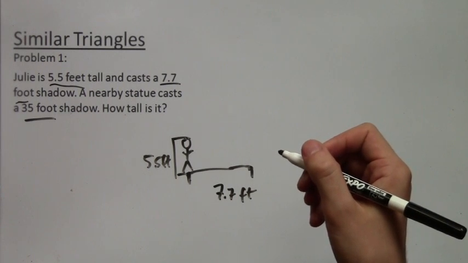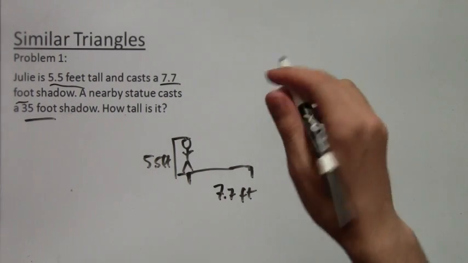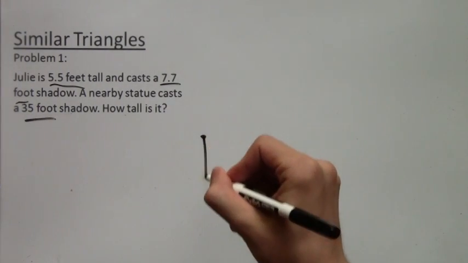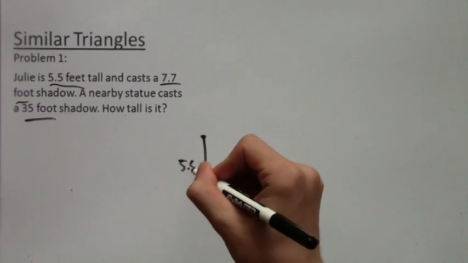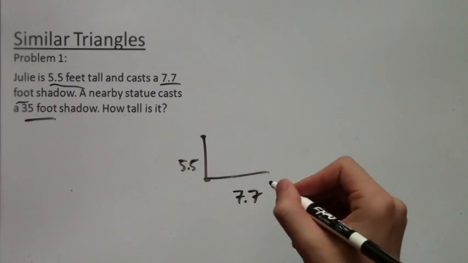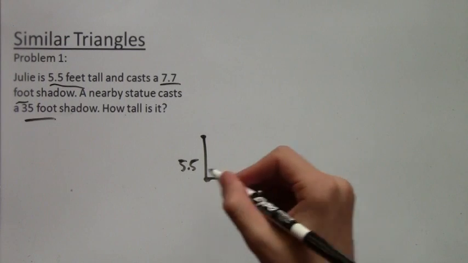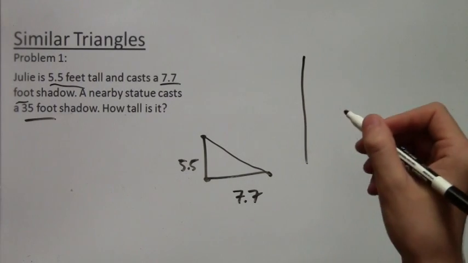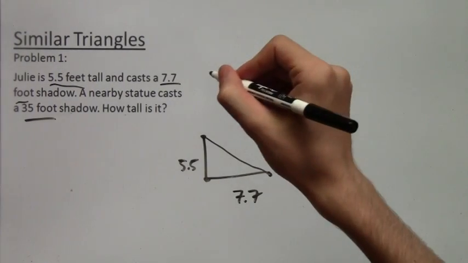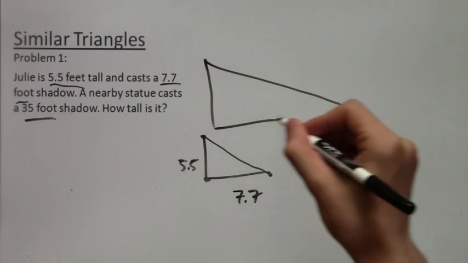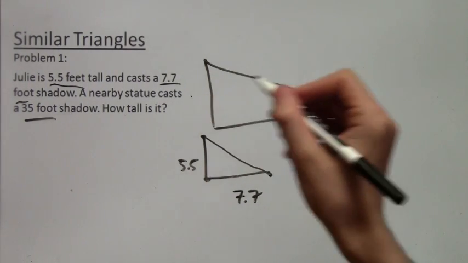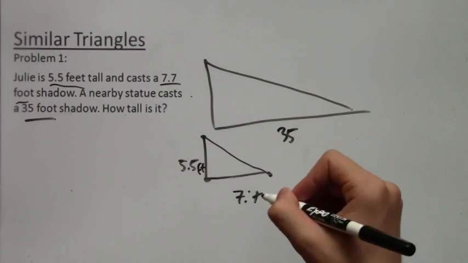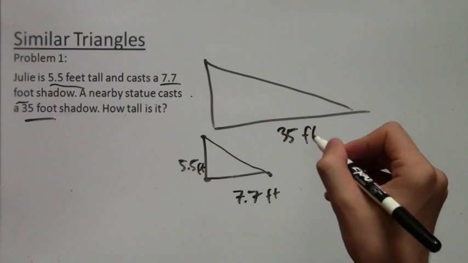For purposes of doing this math problem, we're going to want to slightly simplify the drawing. We're going to replace Julie with just a straight line, and then the shadow starts straight at her feet and goes out in a straight line. So here we have the 5.5 and 7.7. For now, we're just going to ignore the units of feet, and we'll add those on later. So here's the statue. It's not necessarily drawn to scale, but that's the statue, and the shadow is 35 feet. So what can we say about the height of the statue?